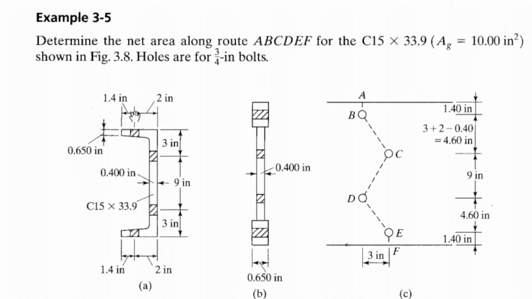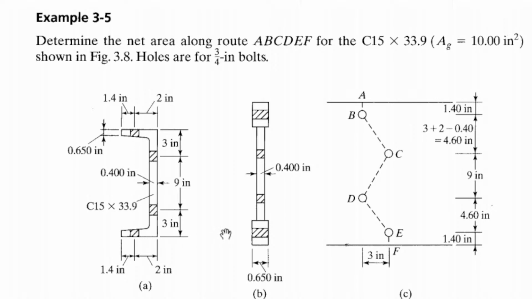So 2 inches. And the center of the hole to the edge of the flange, 1.4 inch. 1.4 inches and 2 inches. So the same from top and bottom flange. The distances, okay? Only that they are not aligned.